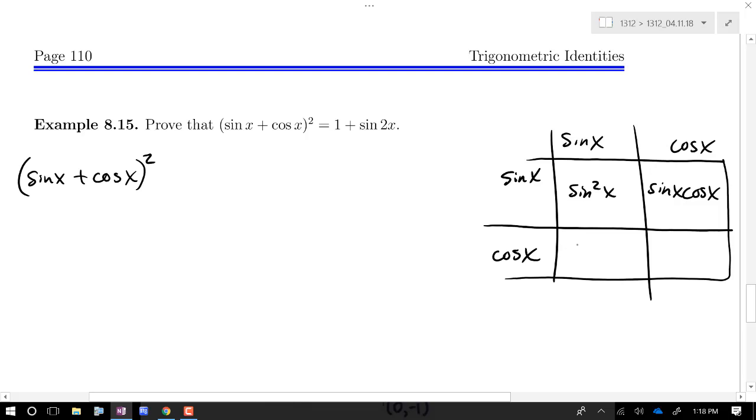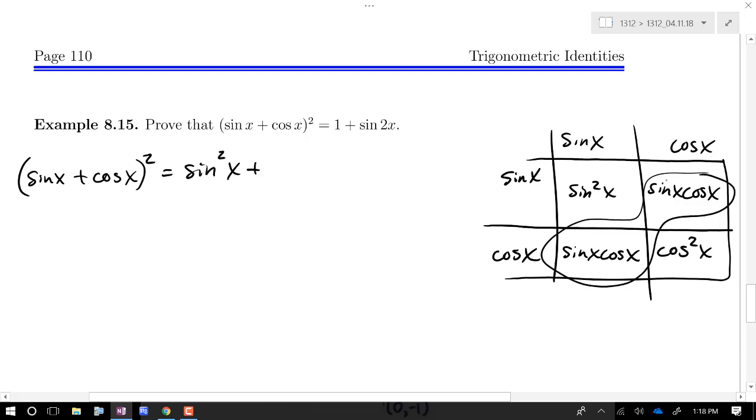Bottom row. Sine x cosine x. Cosine squared x. So we've got two of these guys, right? So 2 sine x cosine x plus cosine squared x. Now what?